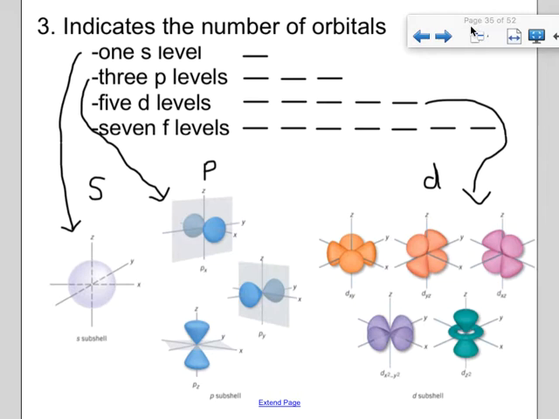If I wanted to show the dashes, I'd go 1s, there's my dash. It can hold 2 electrons, an up arrow and a down arrow. Then 2s, up arrow, down arrow, I'm at 4. And then I'd go 2p. How many dashes are in the p level? 3. And then I'd fill it in, like that.